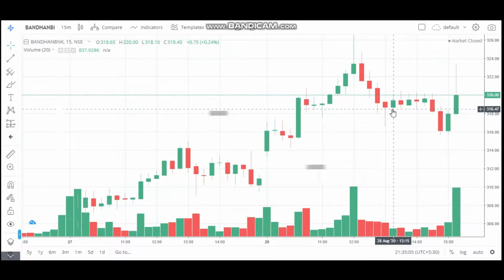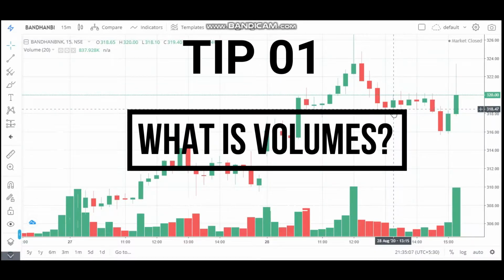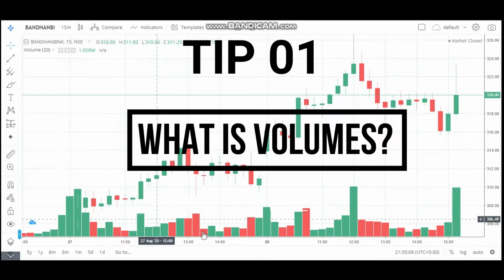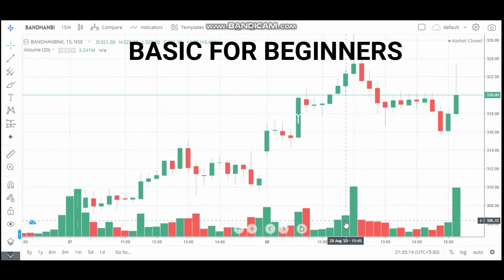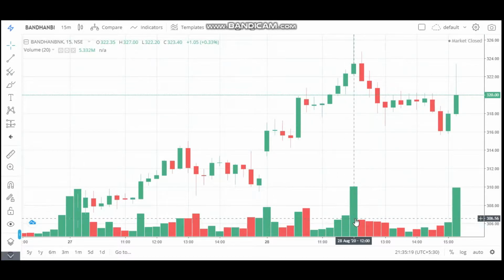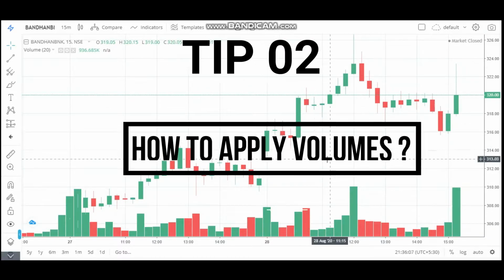So let's start with the very basic question: what are volumes? Here you can see bars up and down, green and red. These are called volumes. And for now, just understand that the green ones are for buyers and the red ones are for sellers. So the next question is how to apply volumes.